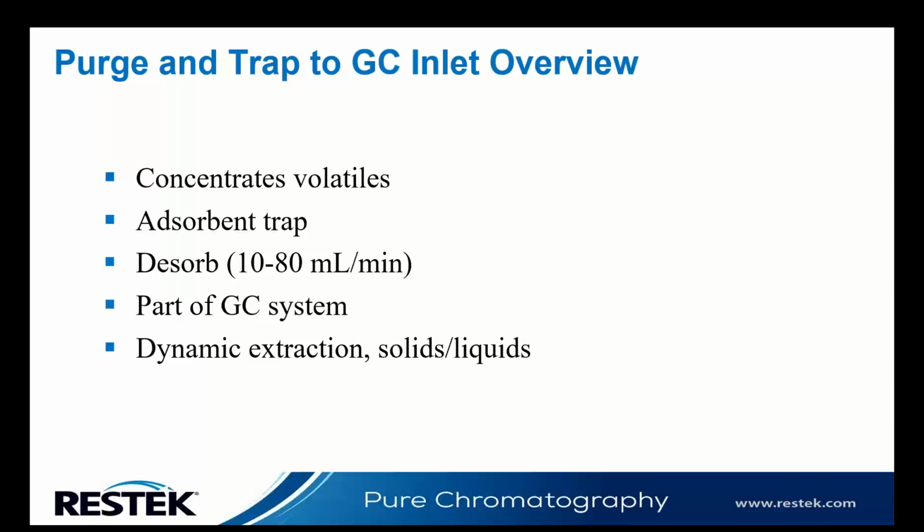On a 0.25 millimeter ID type column, you're looking at a 20-to-1 split all the way up to a 50-to-1 split. If you're down at a 0.18 or 0.15 column, you could be all the way up to a 100-to-1 split on that system. This is all a dynamic type extraction.